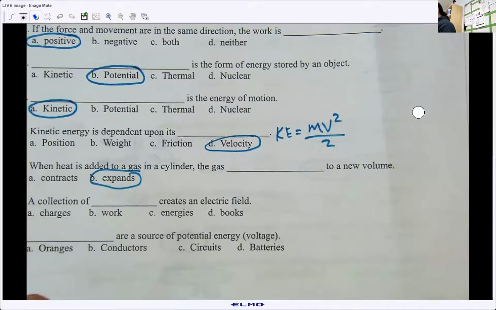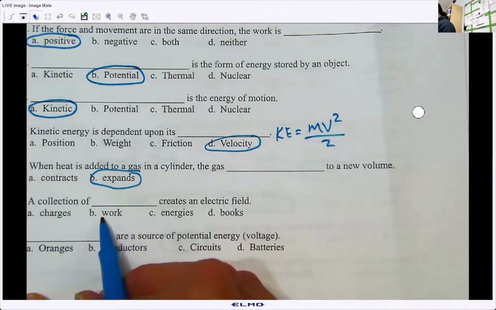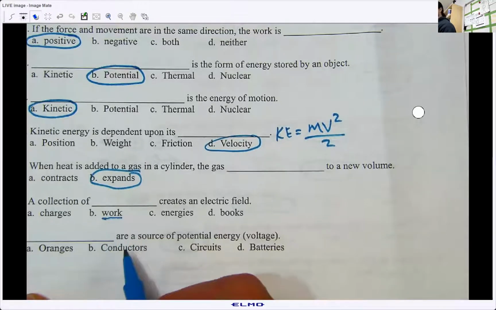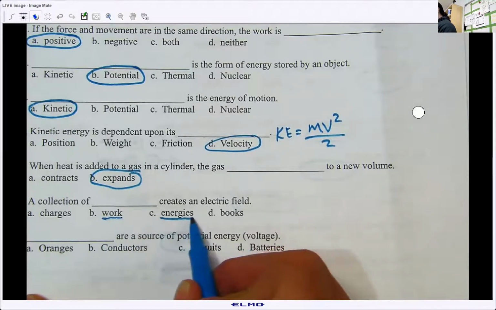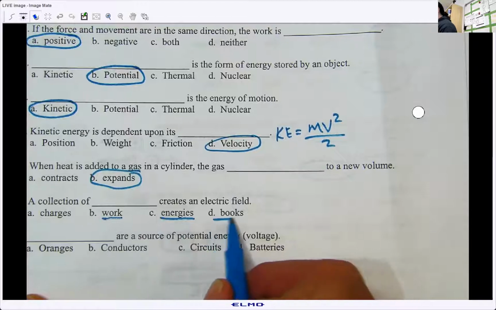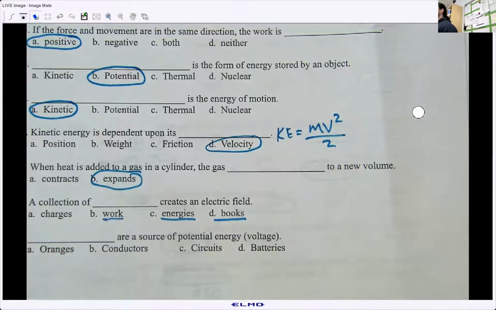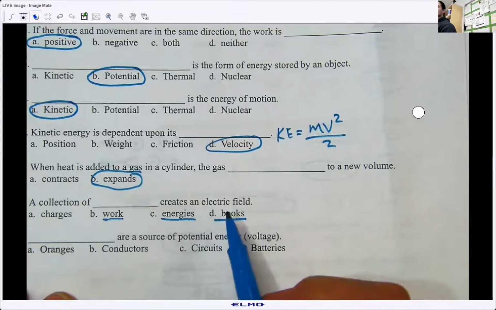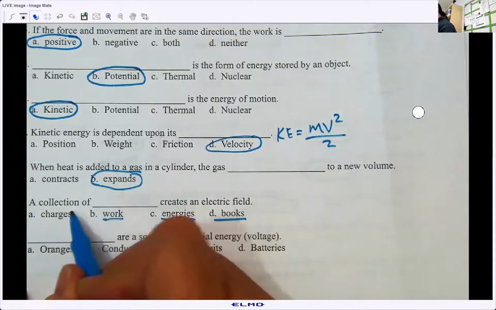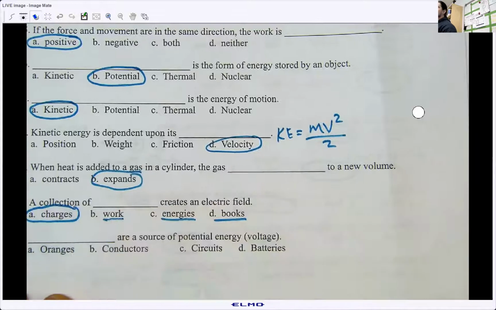Collection of blank creates an electric field. Well, work is when we apply a force to something over time. Energy is if we can do work, and a book has nothing to do with anything that we're talking about, right? So what's the only thing that creates an electric field? The only thing that we've ever talked about with electricity are charges.